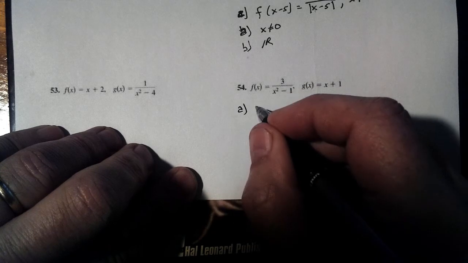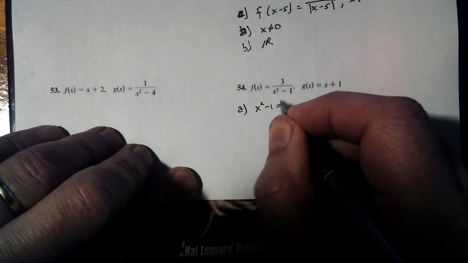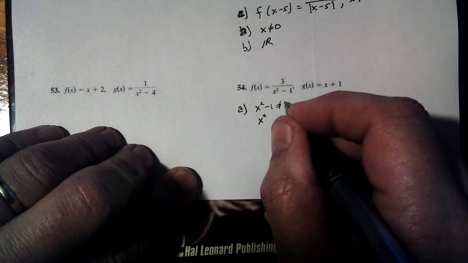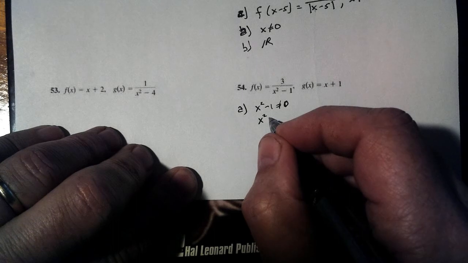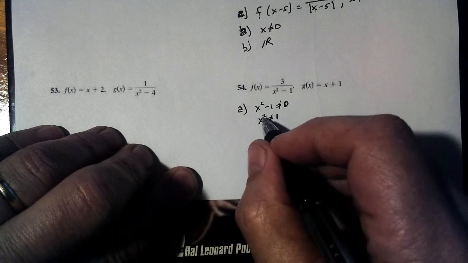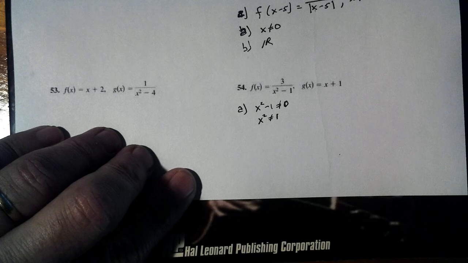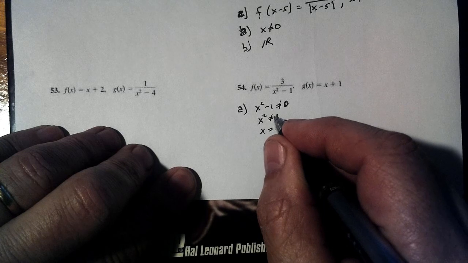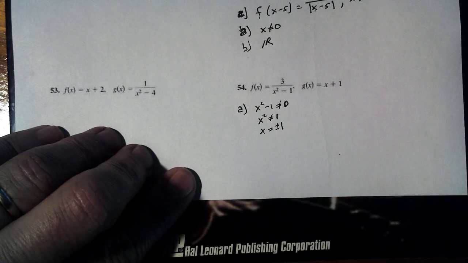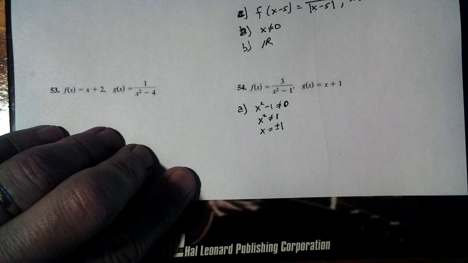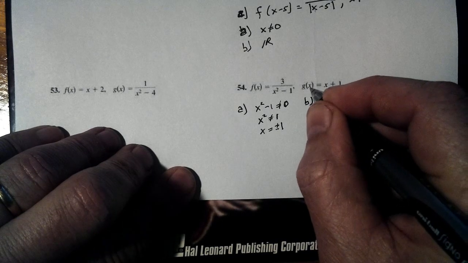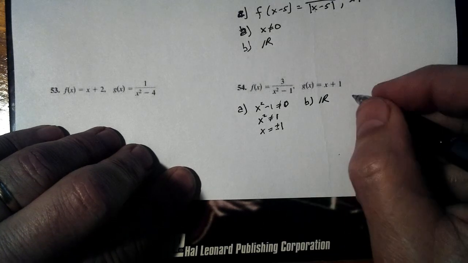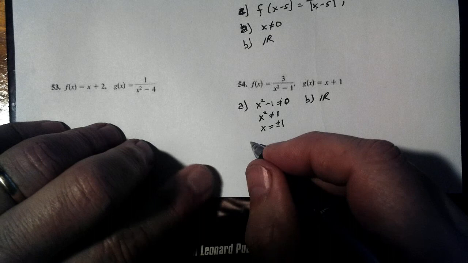For A, the domain of F, x squared minus 1 may not be 0. Therefore, x squared may not be 1. How do we get rid of a squared? And if you just said square root, well, you're partly right. With a plus or minus square root of 1, which is, of course, 1. B, the domain of G, I can add 1 to any number I want. So all reals.